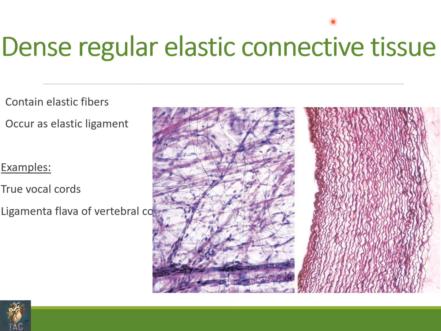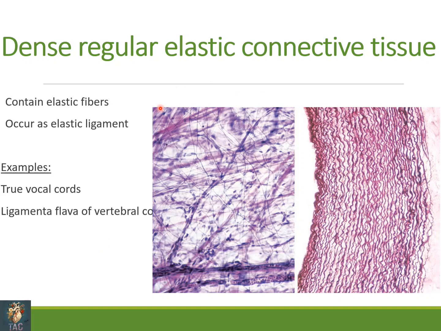Dense regular elastic connective tissue: the prominent component present in this is the elastic fiber, which occurs in elastic ligaments, that may be the true vocal cord, that may be the ligamentum flava. It is also present in the mesentery. It is also present in the elastic arteries, in the tunica media of the elastic artery.